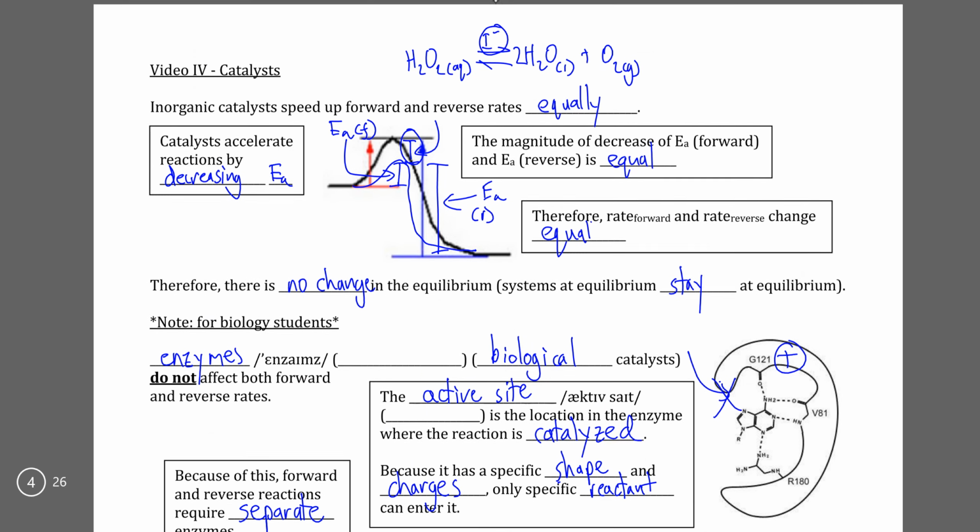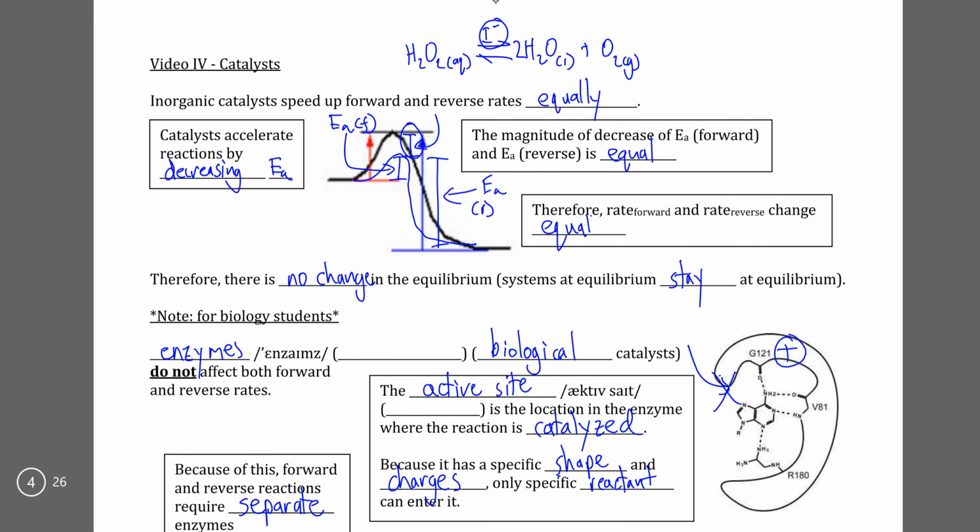In the next video, we're going to look at how to represent changes to an equilibrium graphically and look at the process of how an equilibrium is achieved after it is disrupted by a stimulus.